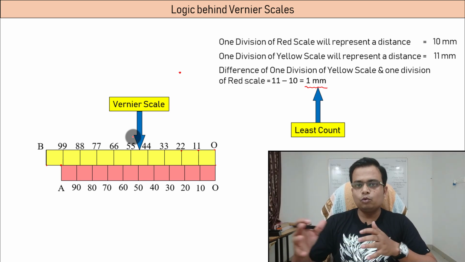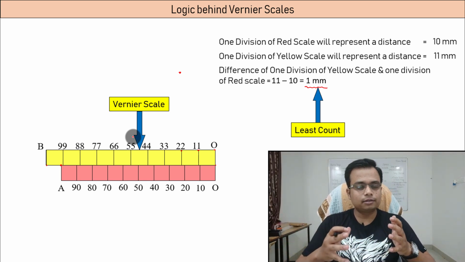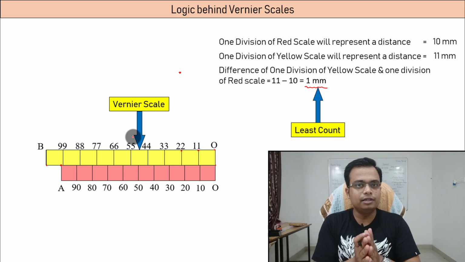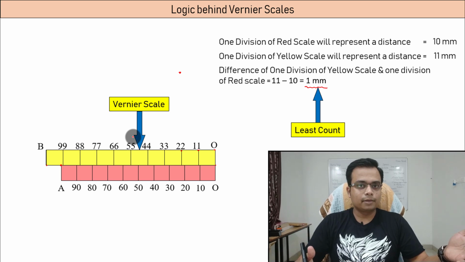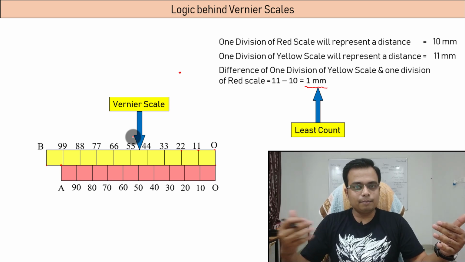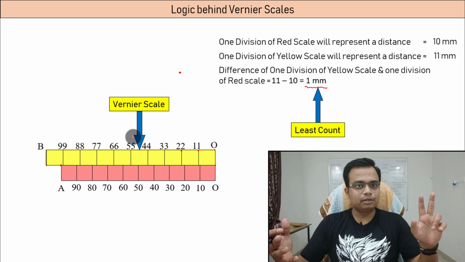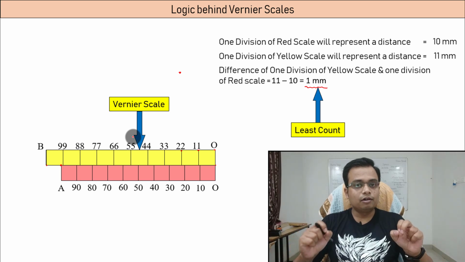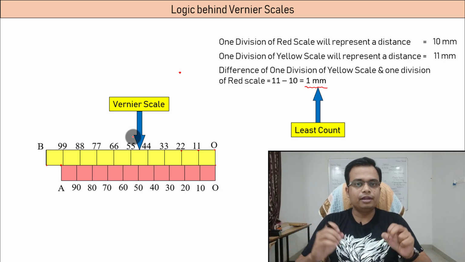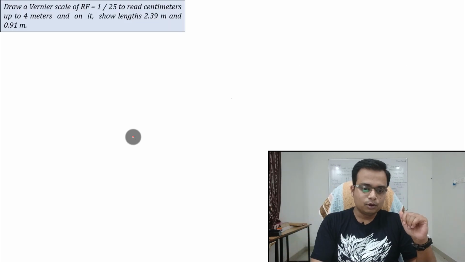So if you're this far through watching this video, I'm sure that you must have got a good idea as to what Vernier scale is and how this can be implemented to make a Vernier scale. So in the upcoming part of the video, you'll see two different examples where we are going to be making a Vernier scale, and this is going to be very, very simple, very easily achievable. Here we go. Problem 1.